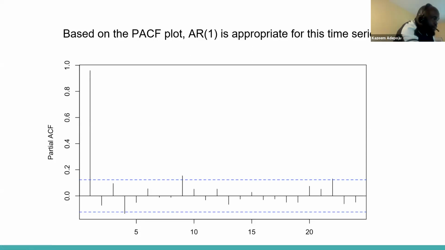Let me first tell you that, as I told you yesterday, there's a percentage, about 5%, that we can tolerate. But when you take a look at what I have here after lag 1, it's immediately cut off. That's what I'm talking about. It's immediately cut off, and that indicates that the AR1 is appropriate.